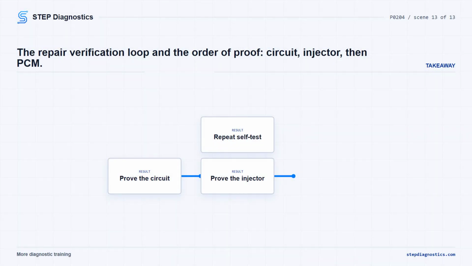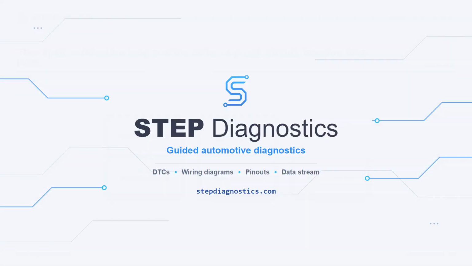Keep verifications separate from the testing. After any wiring repair, injector replacement, connector correction, or PCM replacement, clear the PCM DTCs, repeat the self-test, and confirm the code stays gone. The clean diagnostic path here is simple. Prove the circuit first, prove the injector next, and only then move to the PCM.